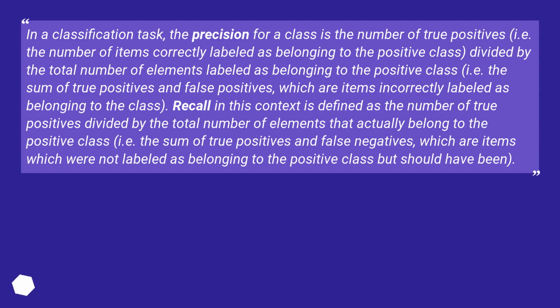In a classification task, the precision for a class is the number of true positives, i.e. the number of items correctly labeled as belonging to the positive class, divided by the total number of elements labeled as belonging to the positive class, i.e. the sum of true positives and false positives, which are items incorrectly labeled as belonging to the class. Recall in this context is defined as the number of true positives divided by the total number of elements that actually belong to the positive class, i.e. the sum of true positives and false negatives, which are items which were not labeled as belonging to the positive class but should have been.